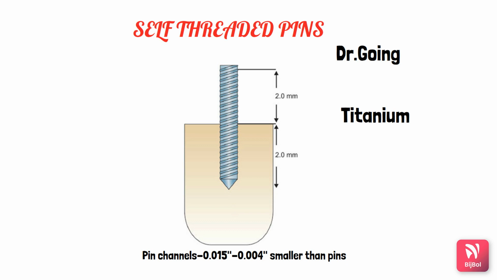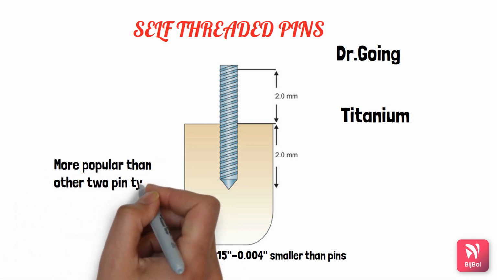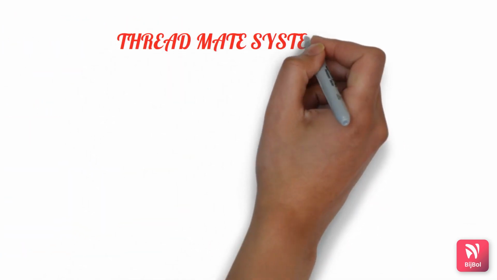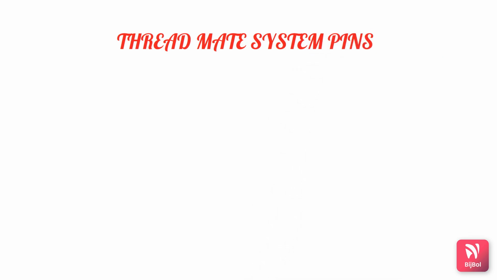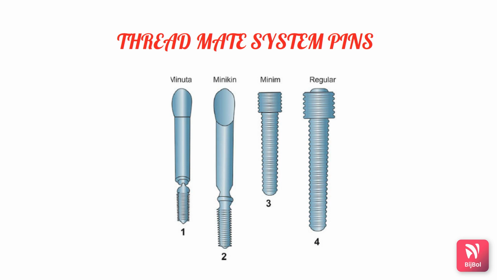The self-threaded pins also induce stresses in the dentin, resulting in the crazed lines. They are used in the vital teeth where enough dentin is available surrounding the pin. So, presently, the self-threaded pins are the most popular type, while the cemented and the friction-locked pins are rarely used. There are several styles of the self-threaded pins. One popular variety is the Thread-Mate system. This Thread-Mate system is the most popular variety of self-threaded pins presently available.